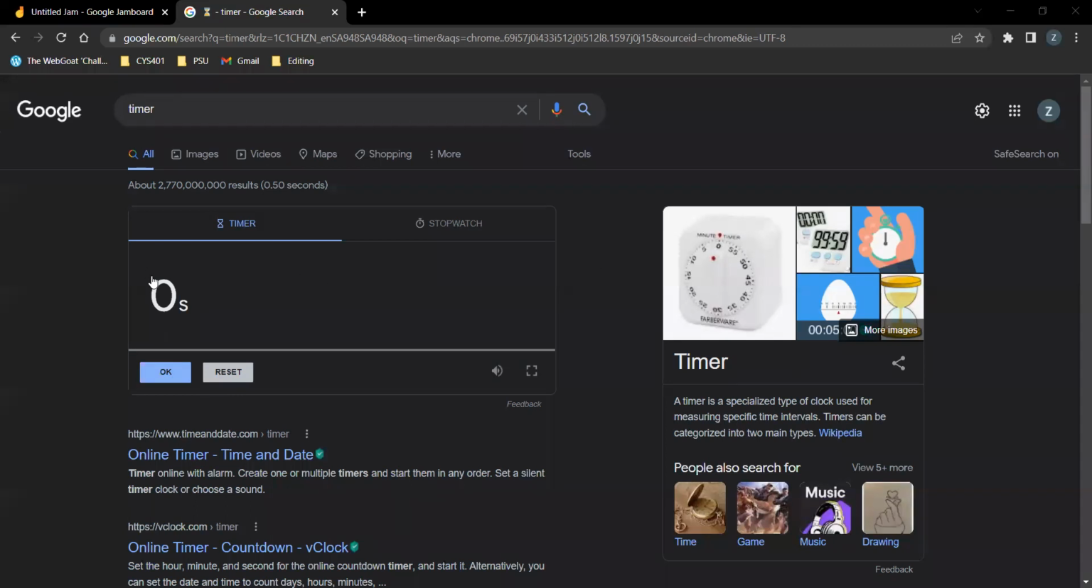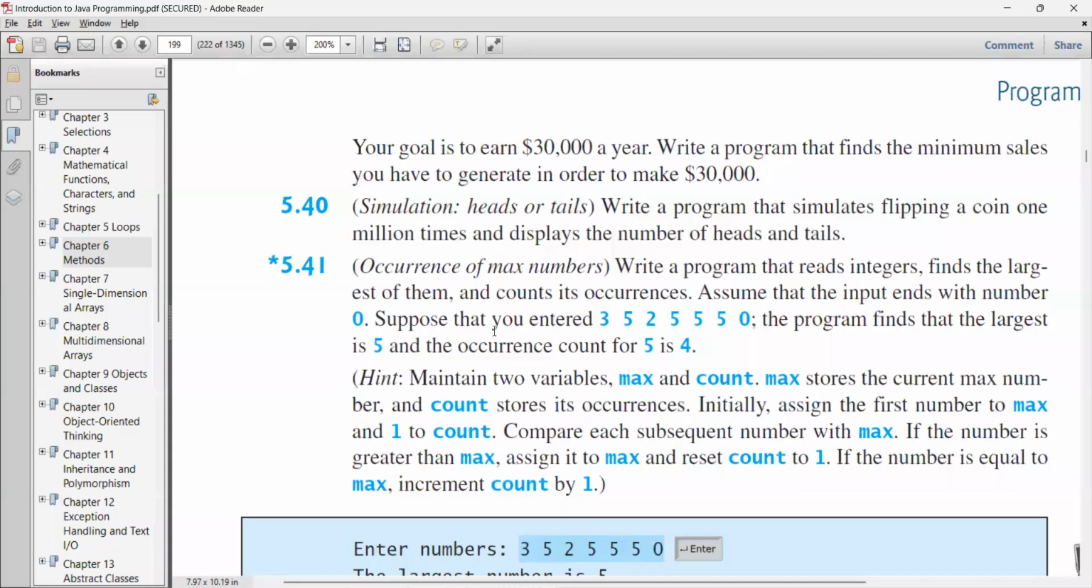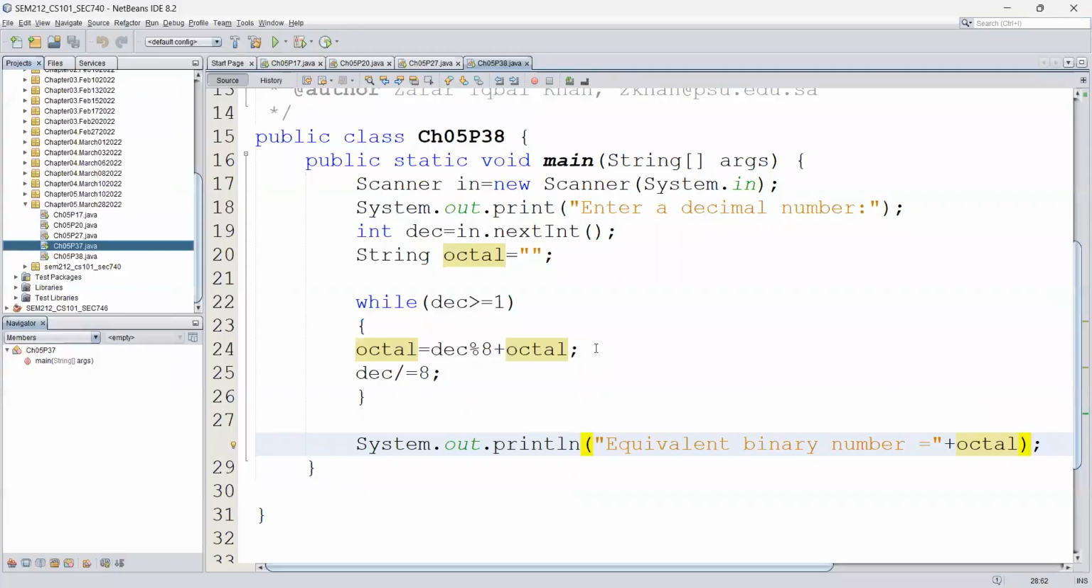All right, students. Should we start? Are you ready? Yes, I am ready. Good. So where were we? This is our octal.